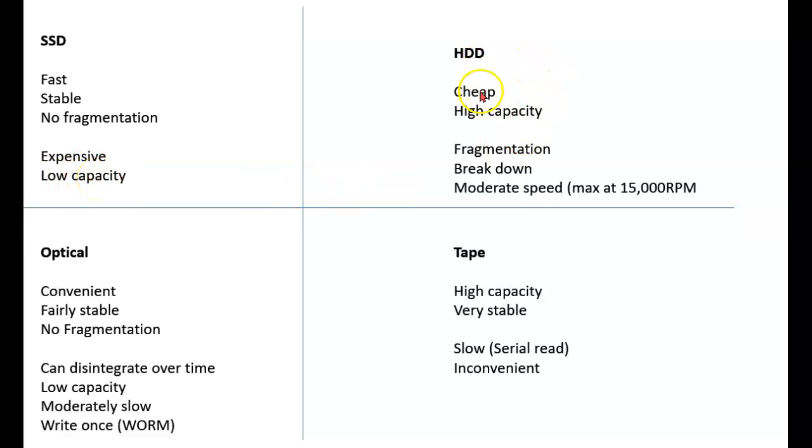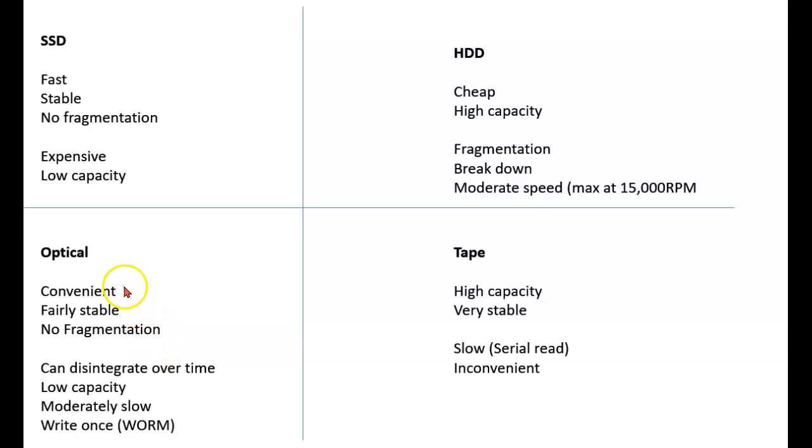Hard disk drives are cheap, they're very high capacity, but they do suffer from fragmentation, and eventually they tend to break down because of the moving parts, and only moderate speed compared to SSDs. The fastest ones will rotate at about 15,000 RPM.